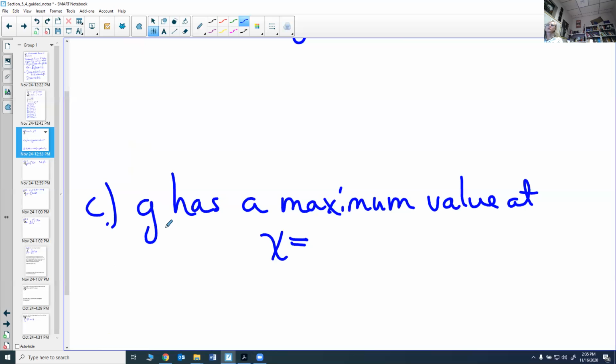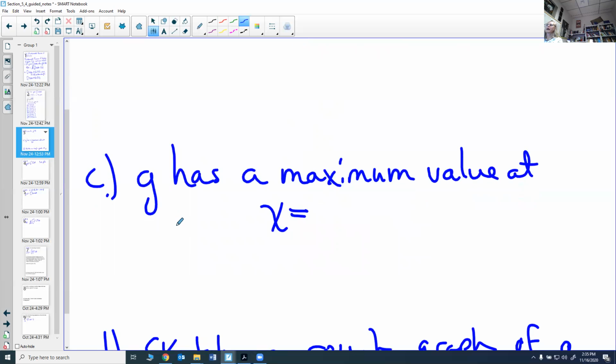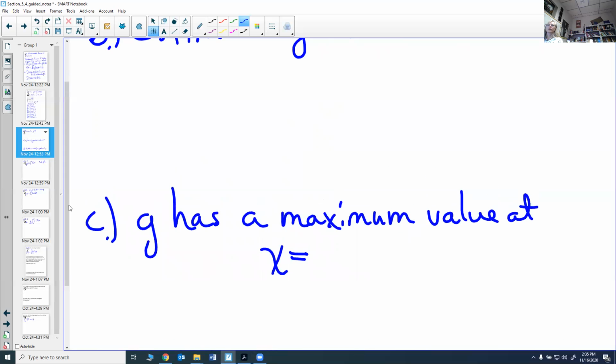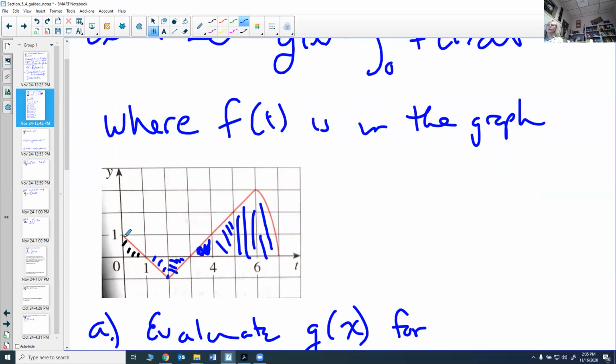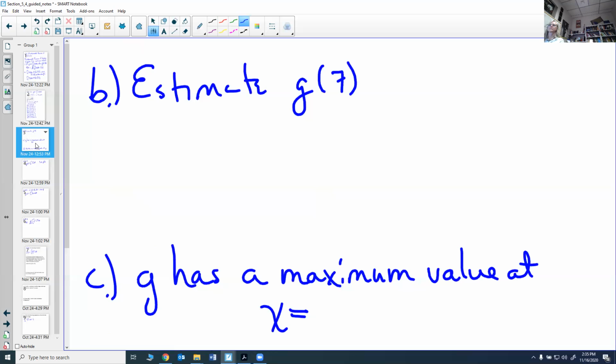Now, let's say we ask a question: where does G have its maximum value? So again, going back to our graph here, we think of this as the derivative. So the derivative is positive, so we're increasing, we're decreasing, we're decreasing, we're increasing, increasing. We're still increasing because the derivative is still positive. So the maximum will be occurring at 7.